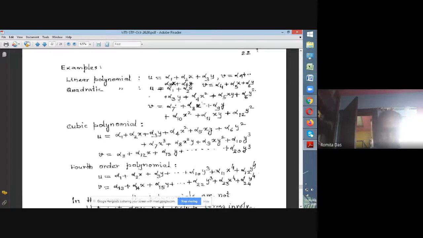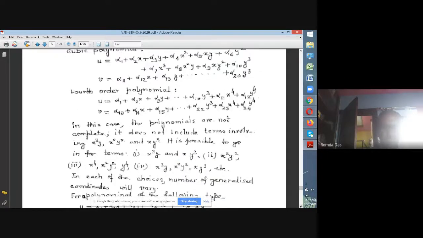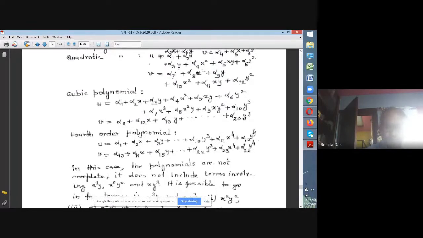Then we have gone for taking x4 and y4. Both are on the two sides of the vertical line. So therefore, it's a symmetric polynomial. It's good. But suppose you try to take one term, not the corresponding term from the other side. Suppose in this fourth order polynomial, you had the complete polynomial up to the 10th term, which is alpha 10 y cube, and then you simply limit to alpha 11 x4, not alpha 12 y4.